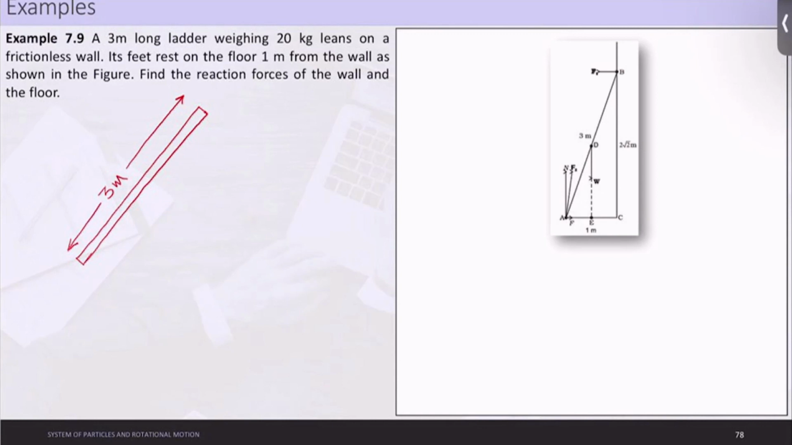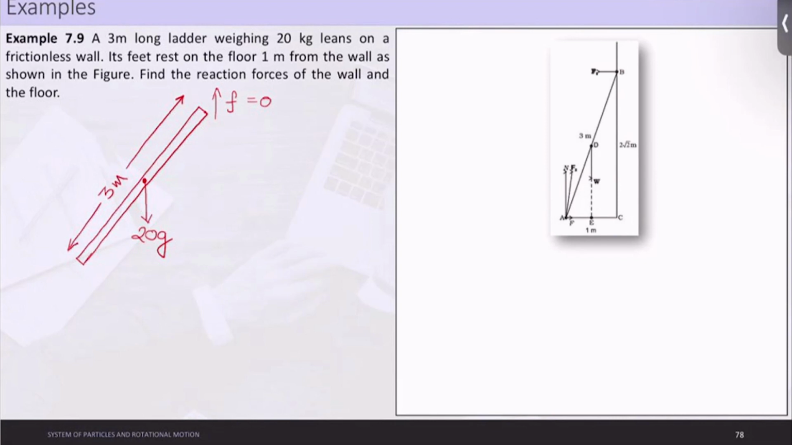So where will the weight be shown? It will be shown at the midpoint, the geometric center of this ladder. The geometric center of this ladder will be at some location 1.5 meter in this angled direction. So let's say I write this as nothing but equal to 20 g. Okay, no problem till now. Leans on a frictionless wall. Basically, what is the meaning of frictionless wall here? That means there is no external or frictional force acting in this location.